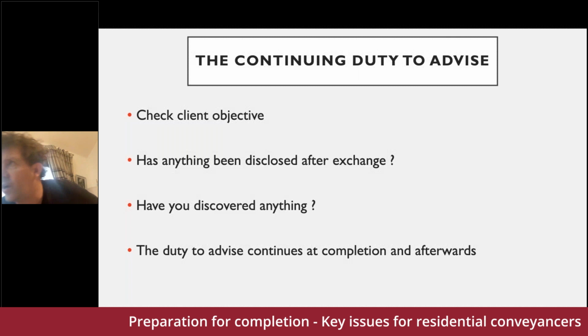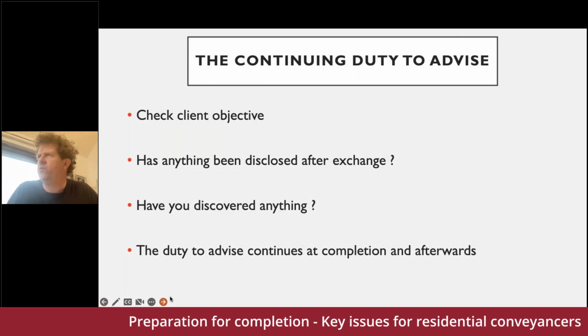The duty to advise clients continues at completion and afterwards. And again, where we've scoped the retainer at the start of the transaction, if we're doing work in addition to what is contained in the retainer during the conveyancing process, it is always worthwhile extending the scope of the retainer to incorporate the additional work that is being undertaken.